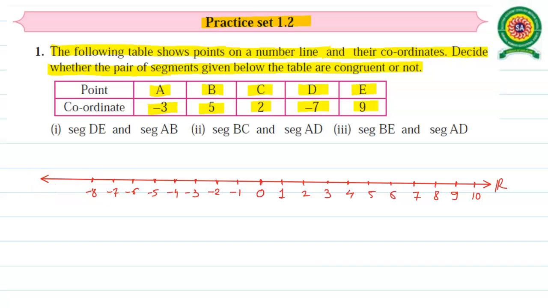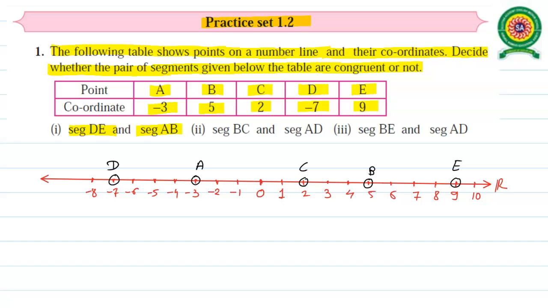So now point A has the coordinate -3. So on -3 we have point A. On 5 we have point B. C has the coordinate 2, so on 2 we have point C. On -7 we have D, and on 9 we have point E. So are the segments DE and AB congruent?